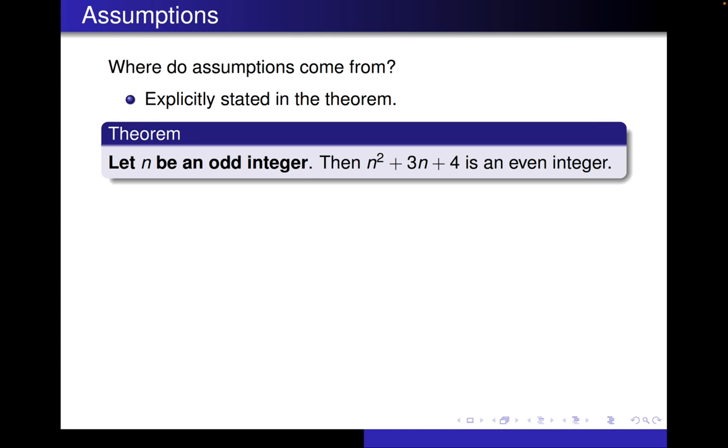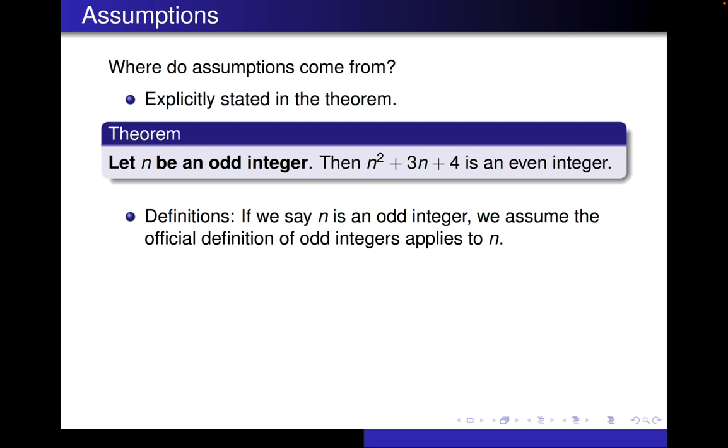Others are a little bit more implicit. So for instance, sometimes you get assumptions from definitions. So when I say let n be an odd integer, there's also some assumptions behind that. If we say n is an odd integer, we get to assume the official definition of odd integers, right? So in just saying that n is an odd integer, that means, yeah, you can use the official definition.